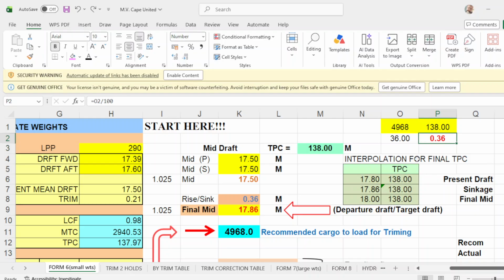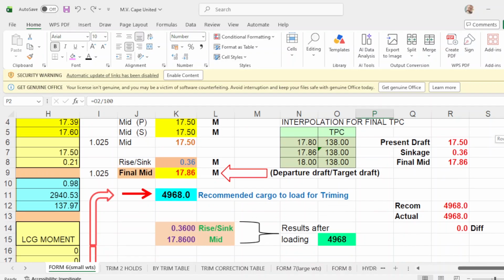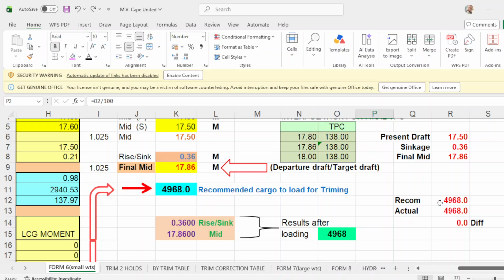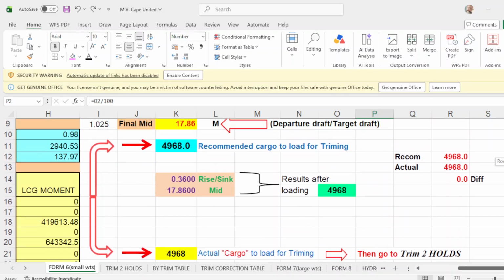That is 36. 4968 divide 138, that will be 36 divide 100, that will be 36. Your present drop is 1750 plus your sinkage of 36. Your final departure drop will be 1786. Okay. The recommended cargo is 4968. Your actual is 4968, which is this one. Okay. So you have no difference.